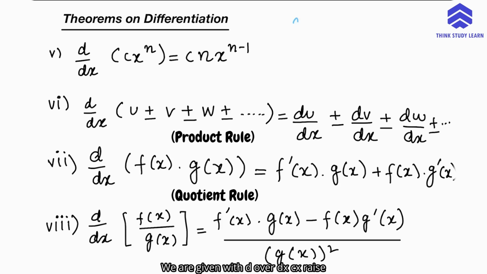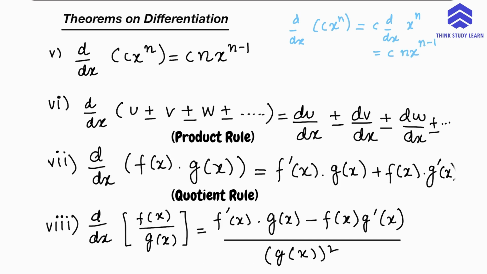We are given d over dx c x raised to power n. Now, we just discussed that whenever we are given a constant multiplying with the variable, the constant comes out of the derivative. So, c d over dx x raised to power n, and by the property that we just studied, n comes before x and 1 is subtracted from the power. So we have the same as it is.